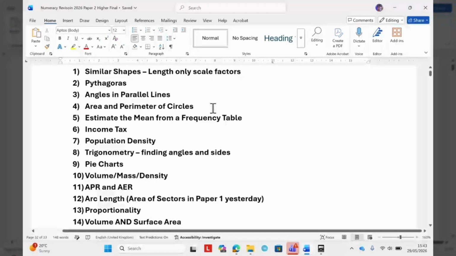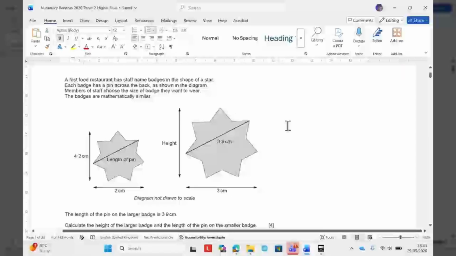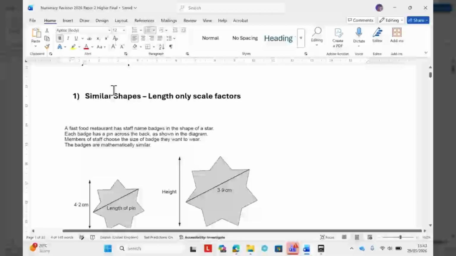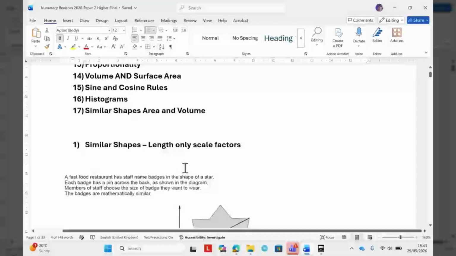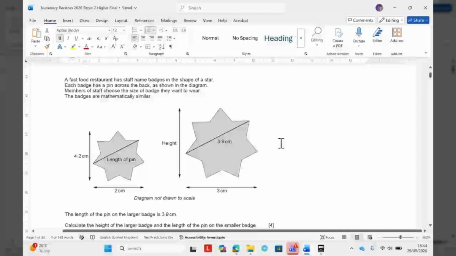Let's start with some similar shapes, starting with a lower grade, a C grade question, where we're only dealing with length scale factors. Now, there was a question before this in the booklet, but I realized I put it in the wrong place. So if you think that's not the first question in my booklet, there was a question, but it was on similar area, so I dropped it down into number 17. So here's the first question according to me.